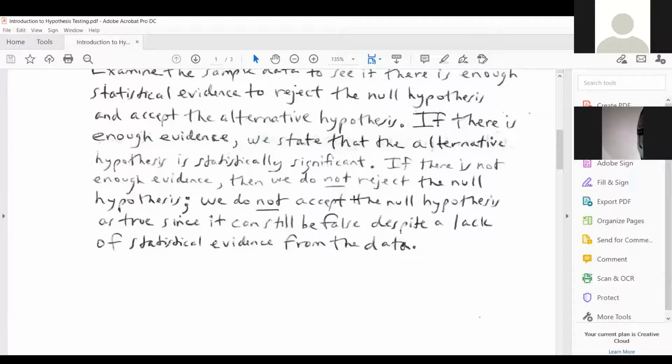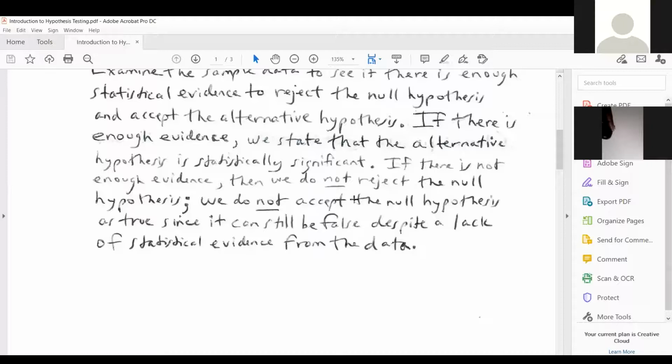In the same way, we don't have enough evidence from our data to reject the null hypothesis. We don't say we're going to accept the null hypothesis as true. No, we just didn't have enough evidence to reject it. So we say, we do not reject the null hypothesis. We do not accept the null hypothesis as true, since it can still be false, despite a lack of evidence in the data.